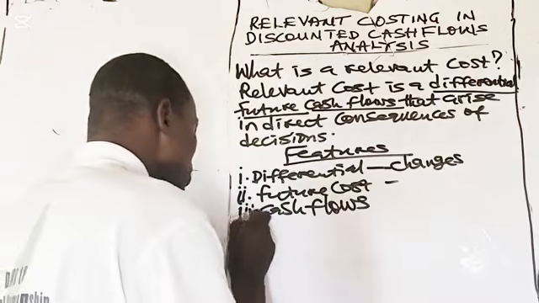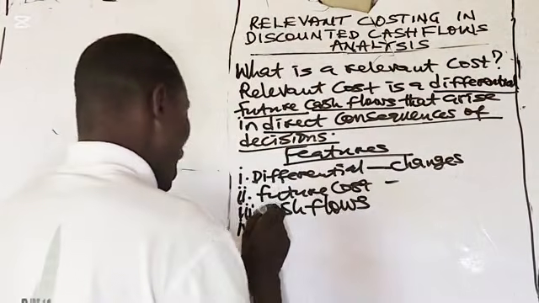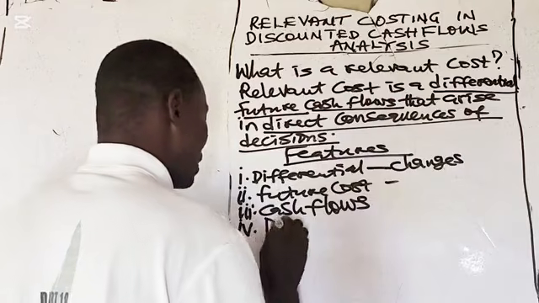Number 4 feature we may equally see in that definition is direct consequences of decision.